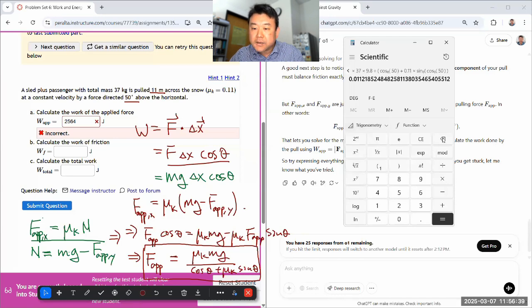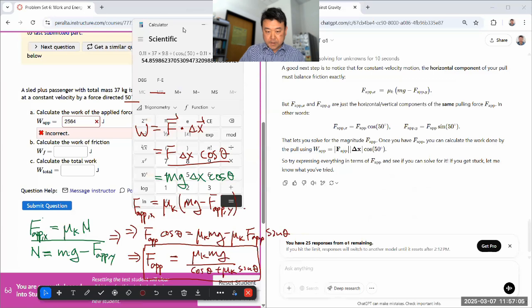Ooh, I hate this. This is why I have to retype everything. This is why I normally prefer Wolfram Alpha. It's a lot easier to correct when you make a simple typo like that. Okay, cosine, plus mu k times the sine of 50. All right, so that should be equal to 54.86 newtons. So I'll say I get 54.86 newtons. Is that correct?